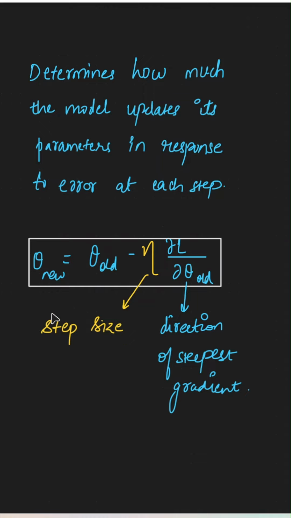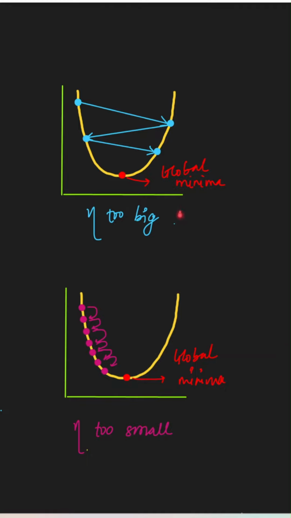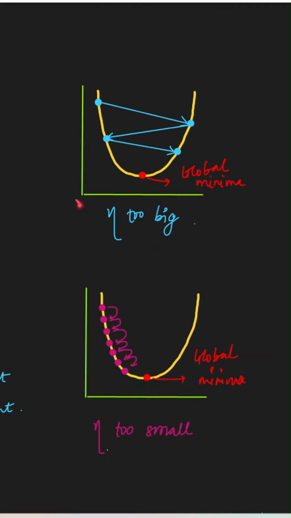Now eta is the step size, which means how much we need to move forward or backward, and derivative of loss function with respect to theta is the direction in which we need to move. This overall tells us how much we need to move and in which direction. Now there are two scenarios that are shown here. First is when the learning rate is big.